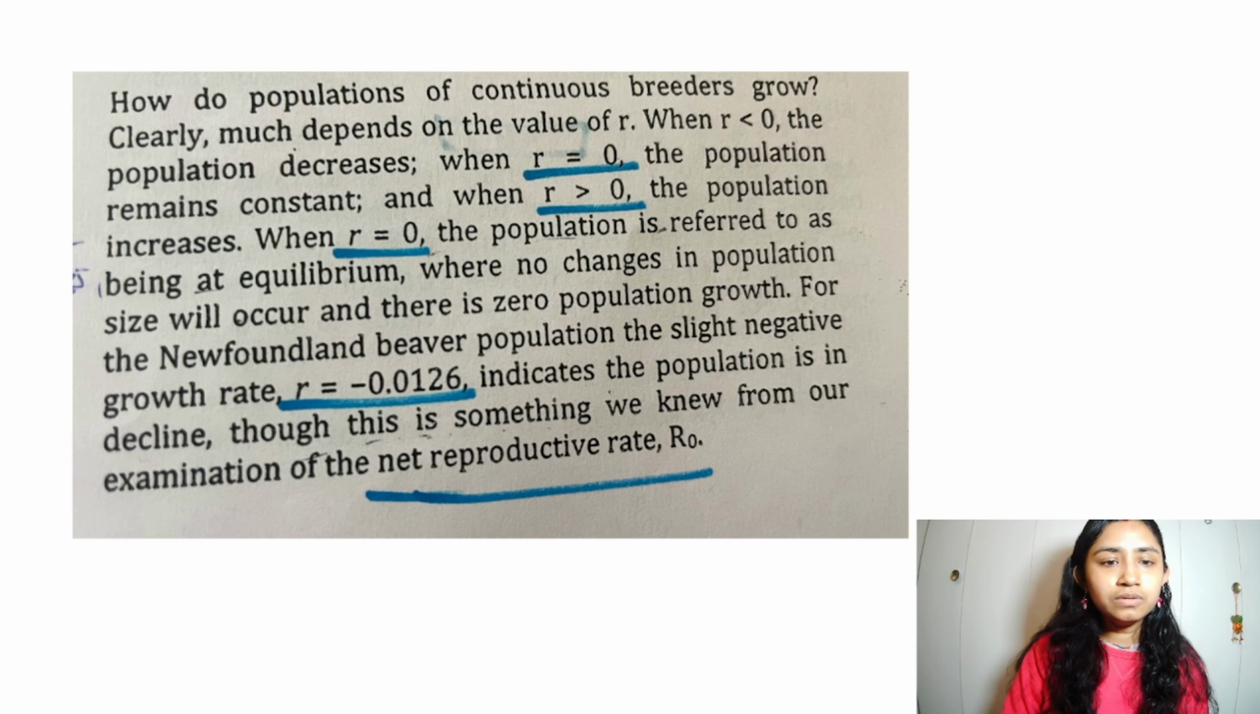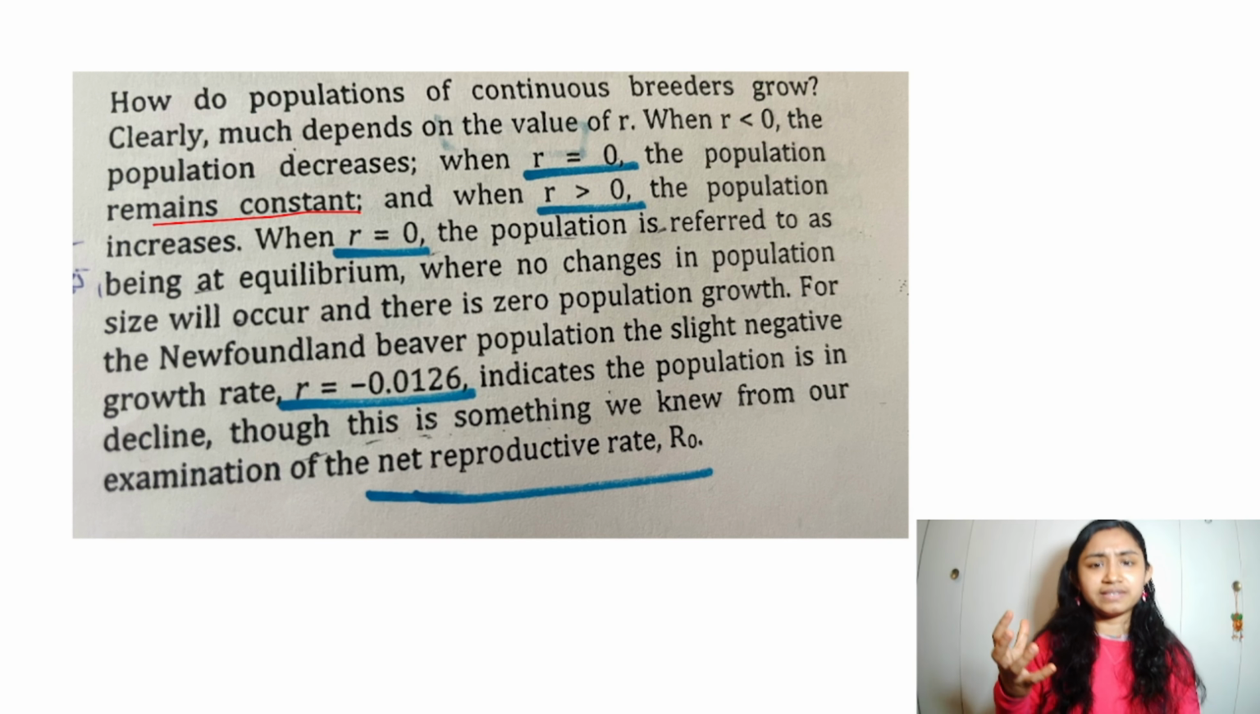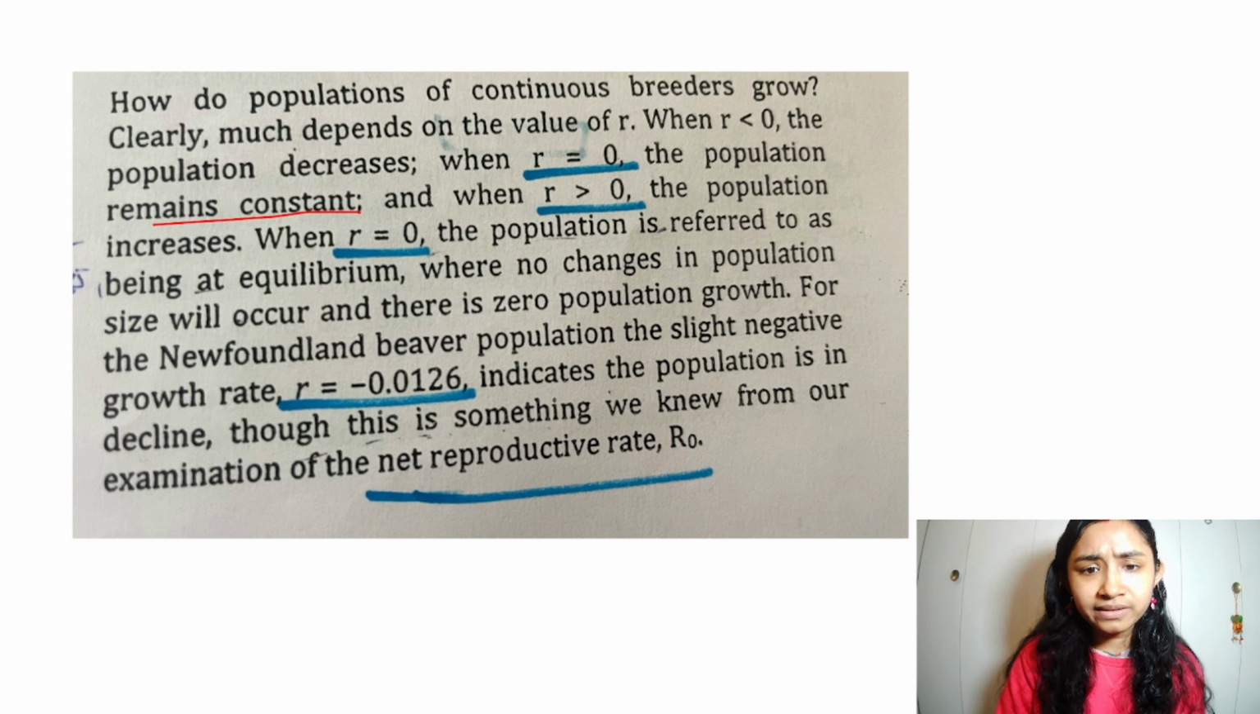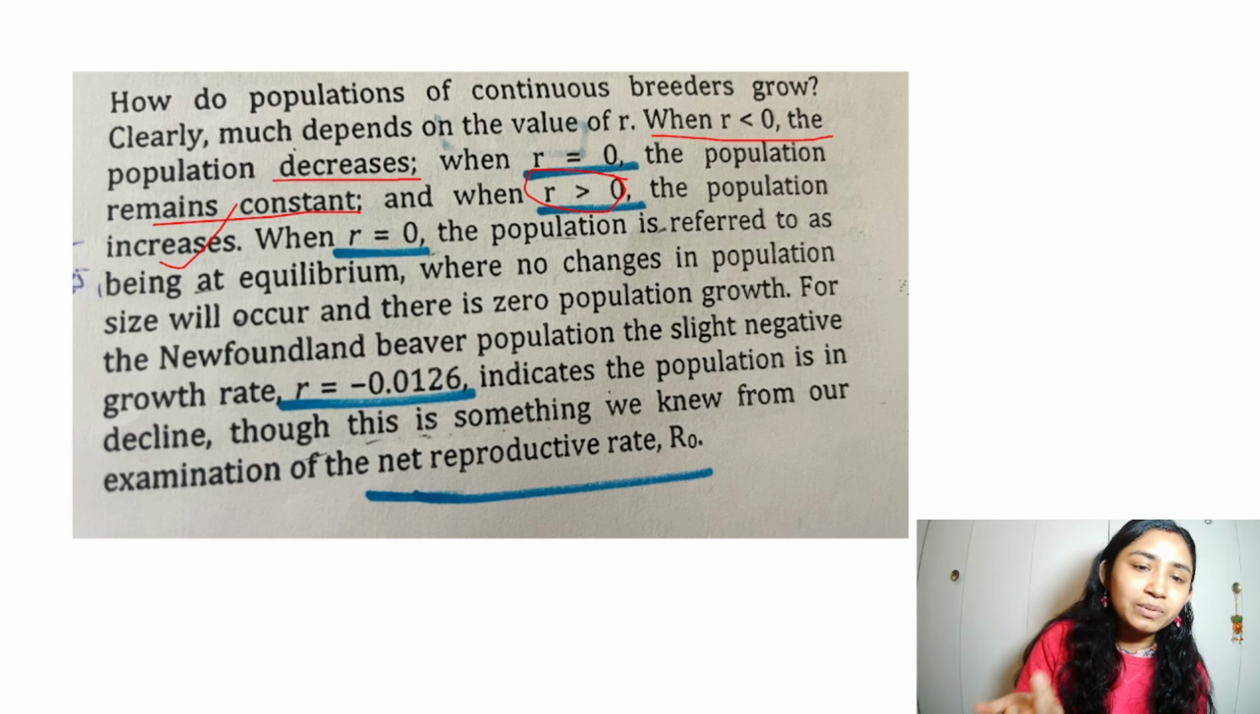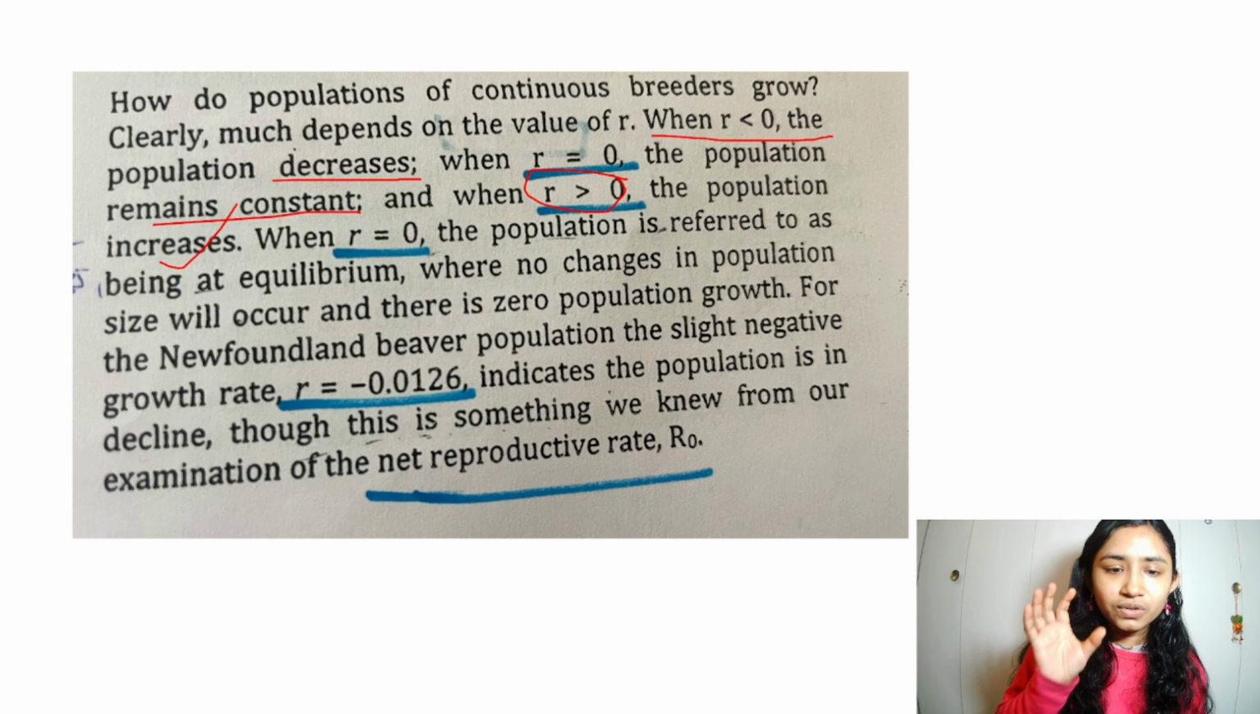Now likewise capital R, I told you about the net reproductive rate. The small r also denotes something. When small r is equal to 0, the population remains constant. Very true, because when the intrinsic rate of increase is 0, then the population will not grow. When r is greater than 0, the population increases. When r is less than 0, the population decreases. When the intrinsic rate of increase is negative, the population will definitely decrease. Okay, so this is important.